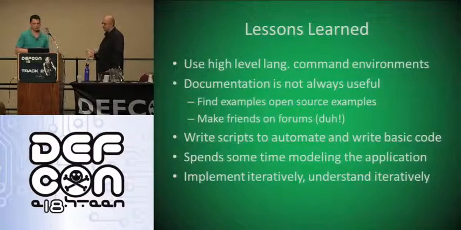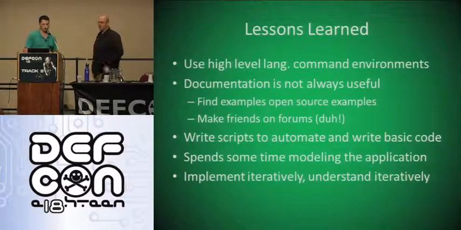Sometimes it can be, but make sure you find examples and source code and just ping people when things aren't working. Don't waste too much time believing that the documentation is right and that you're doing something wrong, because sometimes there's a gap. Write scripts to make things as automated as possible. Spend time thinking about what the model is and what you're really trying to do, and implement and understand iteratively. Don't try to build one big monolithic thing; solve little problems, then piece your code together.